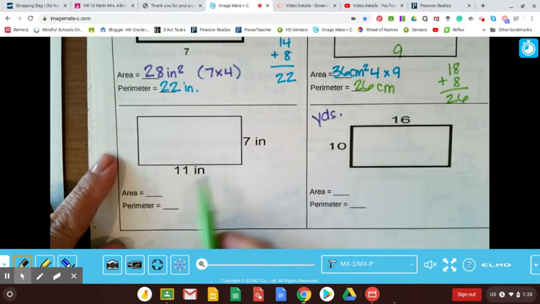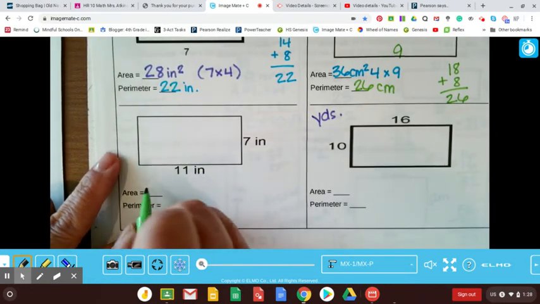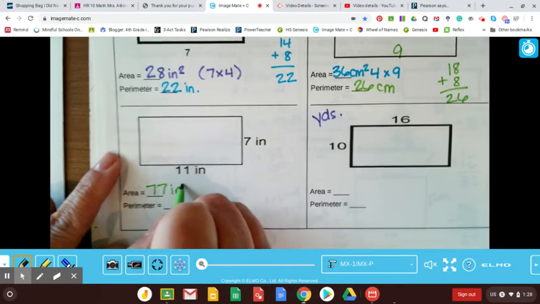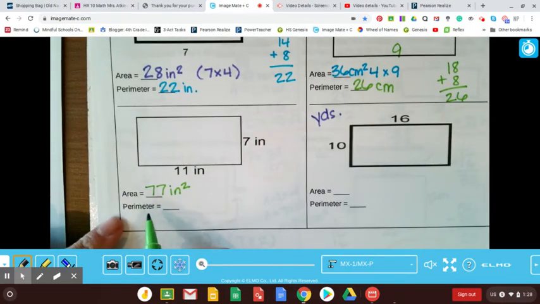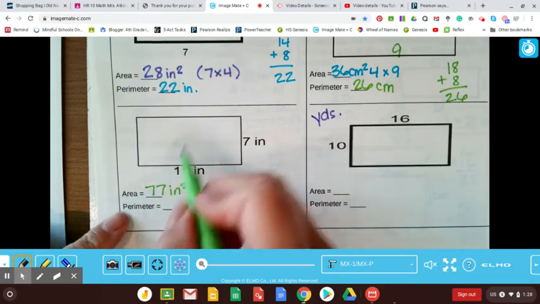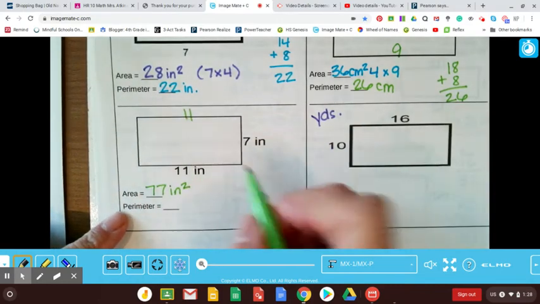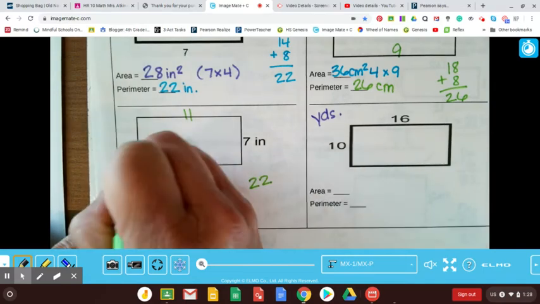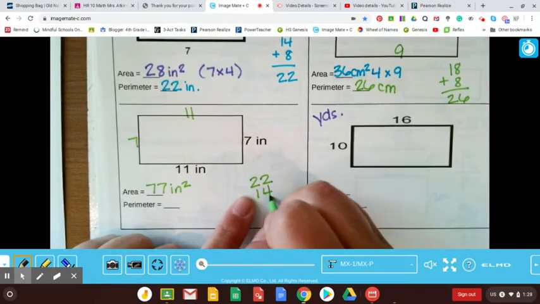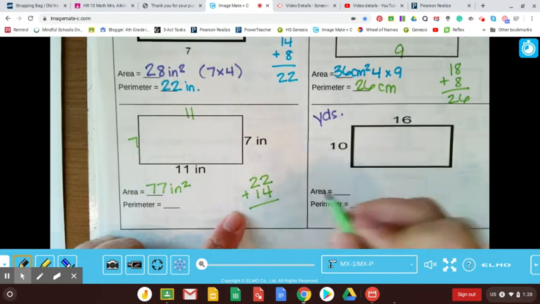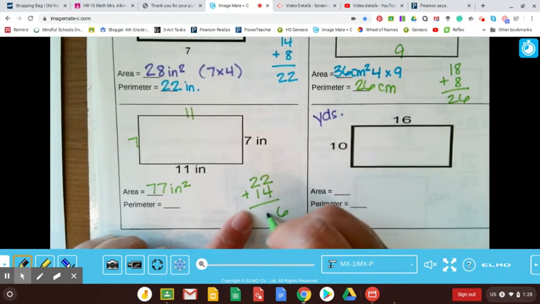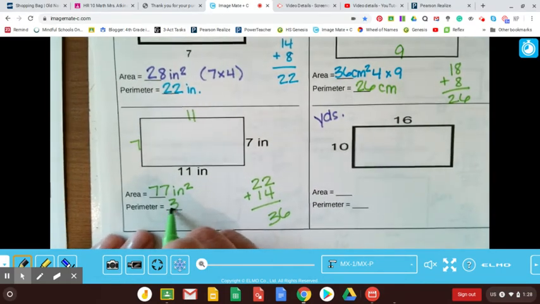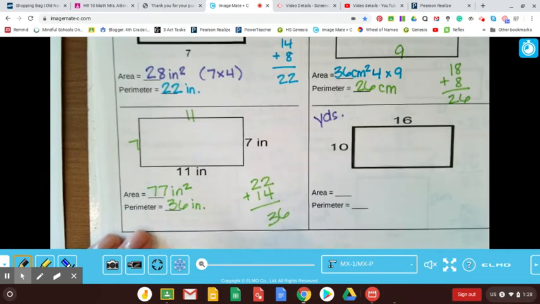All right, area, length times width. So 11 times 7 would be 77 inches squared. Perimeter, we're going to add it all up. So we do 11 times 2 would be 22, right? 7 times 2 would be 14. And if we add that up, 4, 5, 6, so it would be 36. 36 inches is the perimeter.